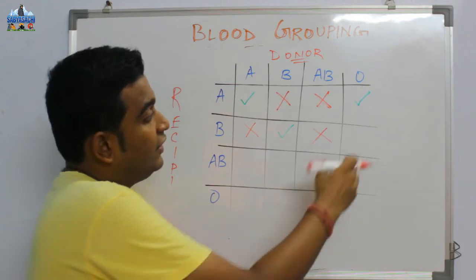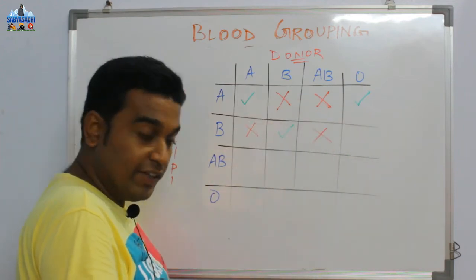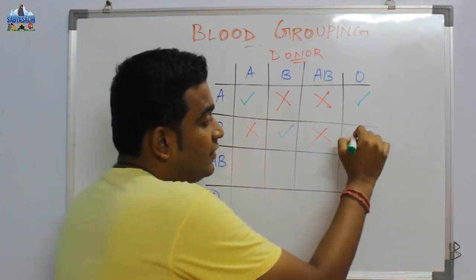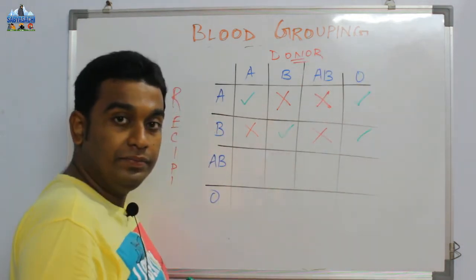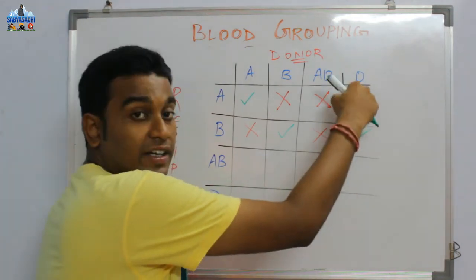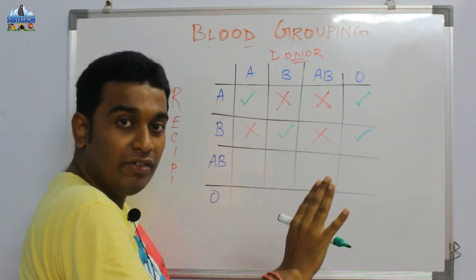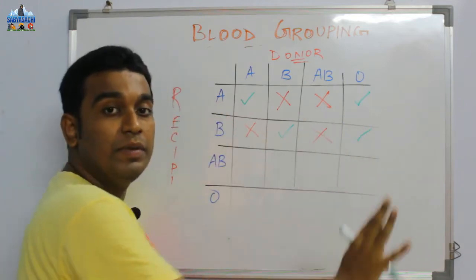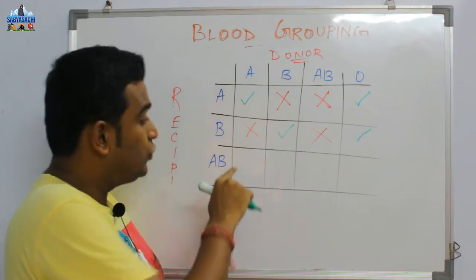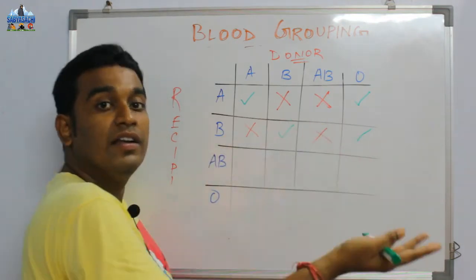Right? O, same reason, O can donate blood. Why again? It does not have any antigen. So no matter what antibody you have, clumping will never be possible. Because you have antibody, but you do not have any antigen. Right?